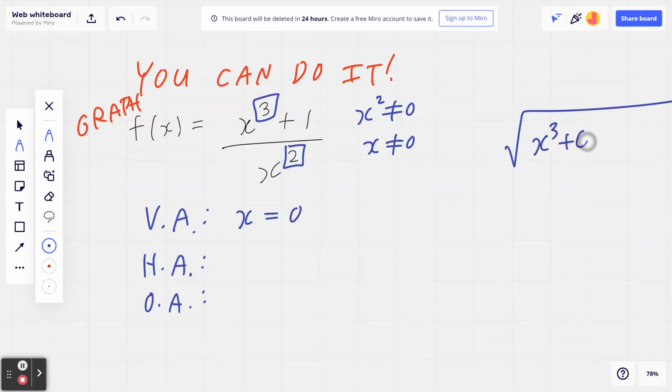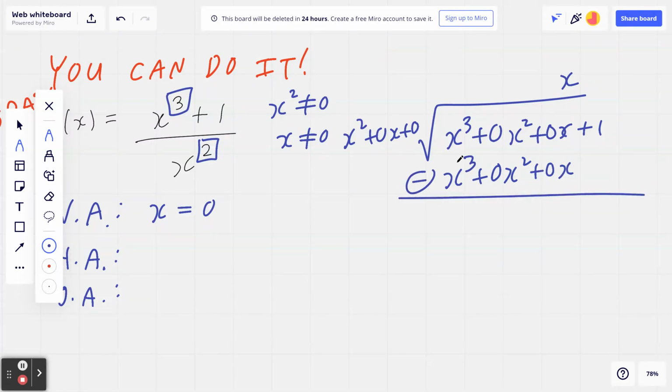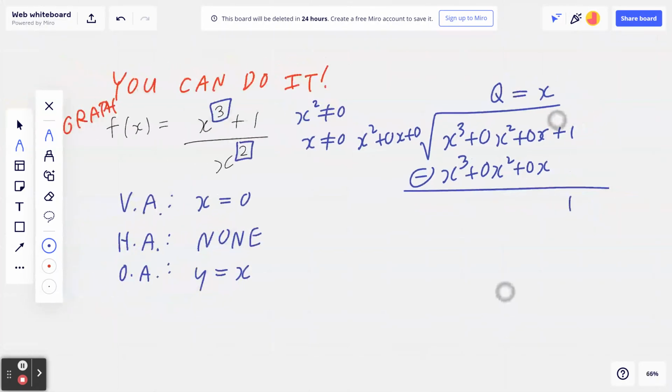So x cubed plus 0x squared plus 0x plus 1, divided by x squared plus 0x plus 0. If you think about this, x squared times x is going to be x to the power 3 plus 0x squared plus 0x. Now subtracting, and it will give you a remainder of 1. The quotient is going to be x, which is exactly the oblique asymptote. So there's an oblique asymptote at y equal to x, and there are no horizontal asymptotes.